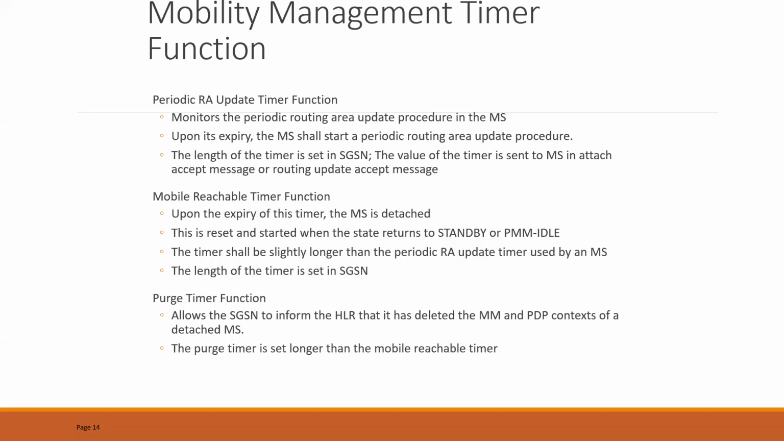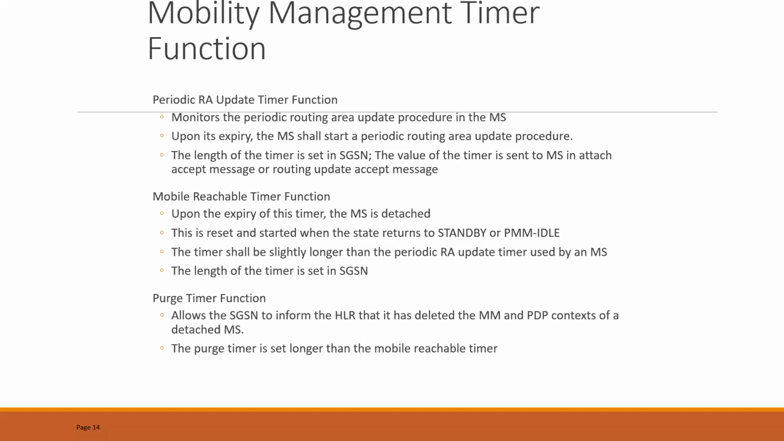The first one is your periodic routing area update timer. This is a timer that is assigned when you get attached to a network. It ensures that after a specific amount of time, you need to update your location to the SGSN. That is called a periodic routing area update. Usually a routing area update is done when you change your routing area, but even if you're in the same routing area, you are forced by the network to share your updated location.